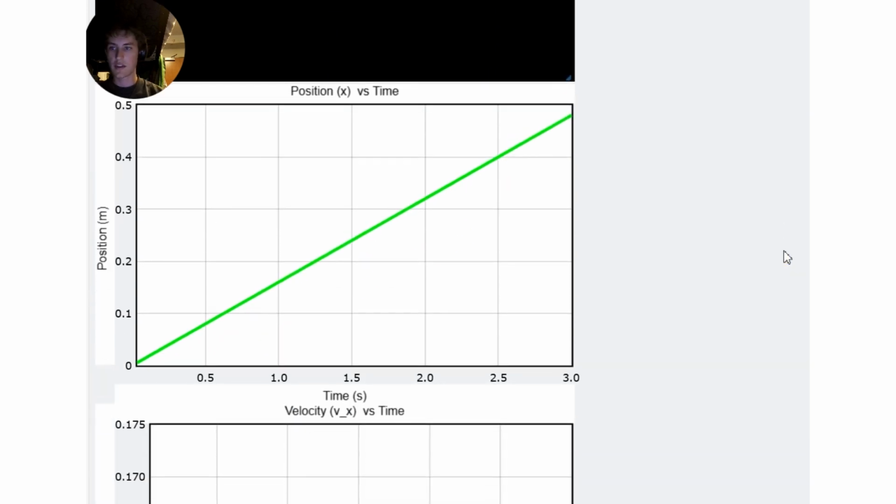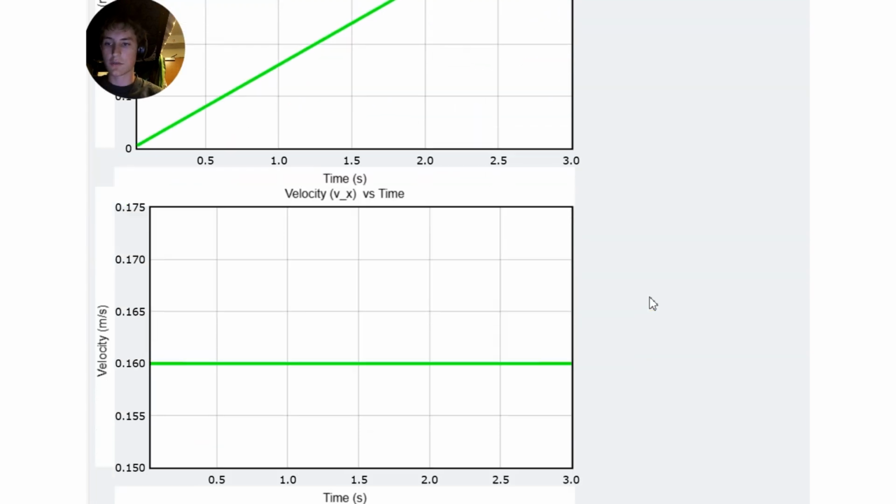Additionally, you can see the position versus time, which is a constant increase from bottom to top and left to right, meaning the velocity should also be constant, which in this case it is, 0.16 meters per second.